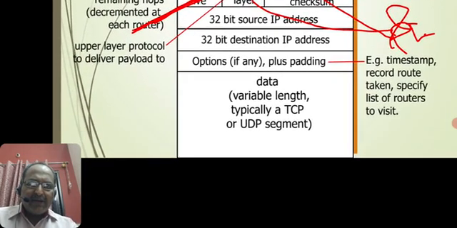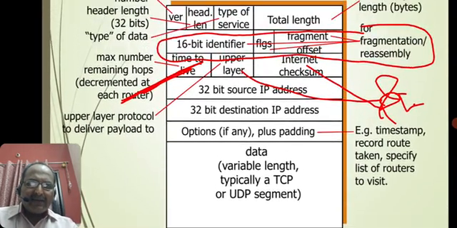Now, if you look into the data, it has a variable length, typically a TCP or UDP segment, that is the Transmission Control Protocol or User Datagram Protocol. Either it may be static or dynamic, still it is a variable length. The reason is that sometimes it will capture exact static data that doesn't change. But according to the situational arrival, this particular variable may dynamically change.